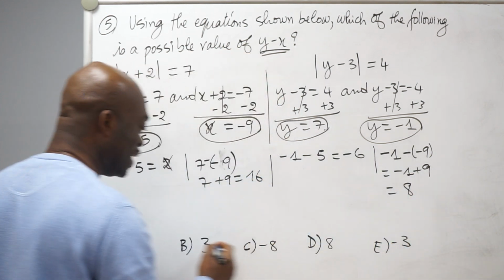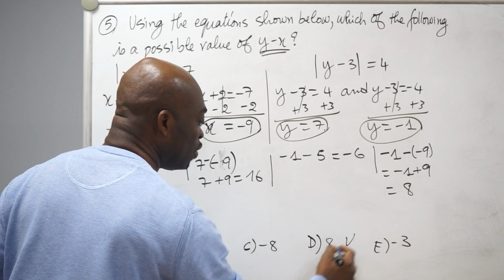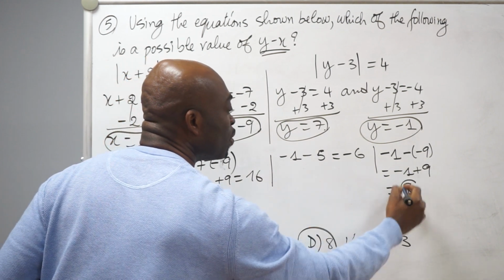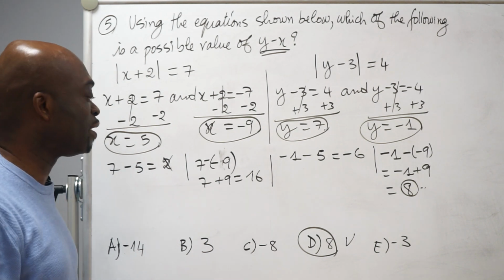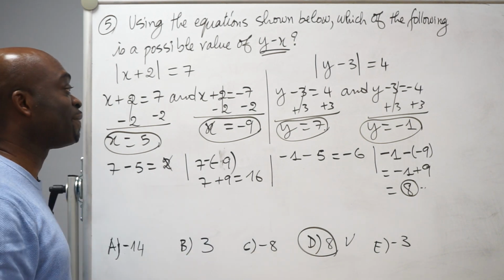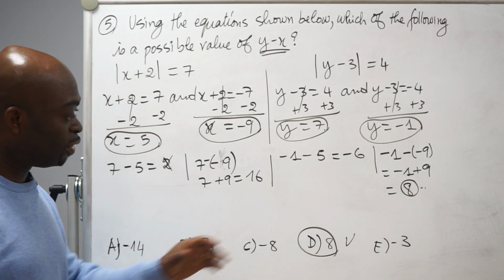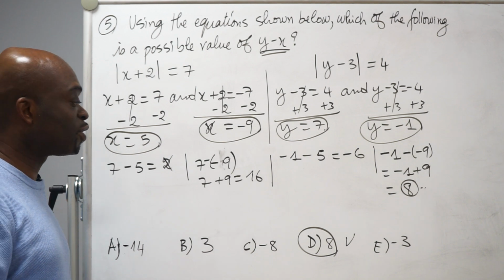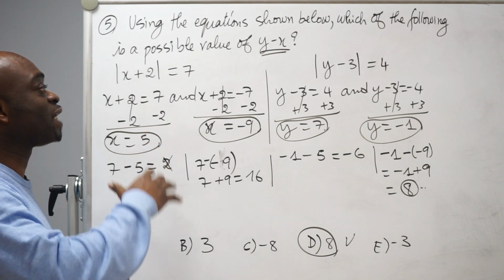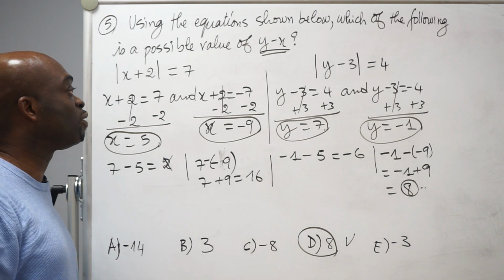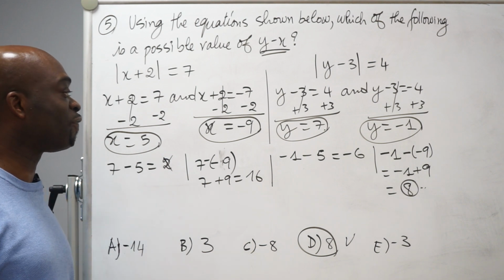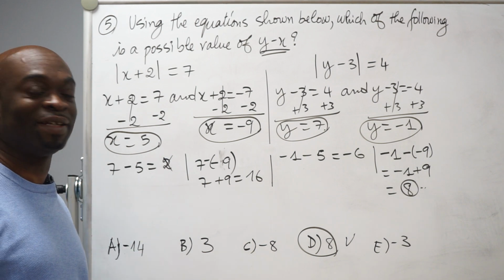Okay, so do we have 8 here? Yes. We have 8 here. So this one is good. That's our final answer here. So D, 8, is the correct answer for all 4 here. So that's it. You take your time, look at the problem. You're talking about absolute value equations here. Take your time, solve for them, and then you're going to be fine. All right? Okay.